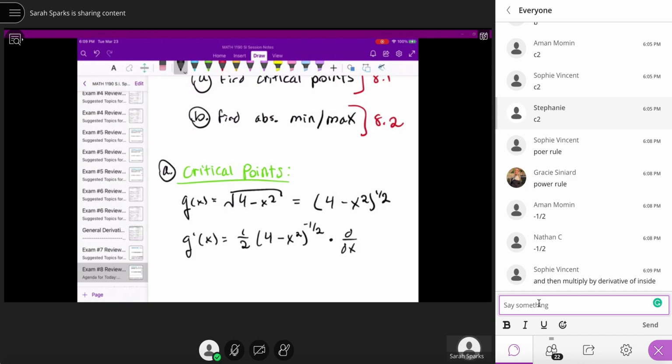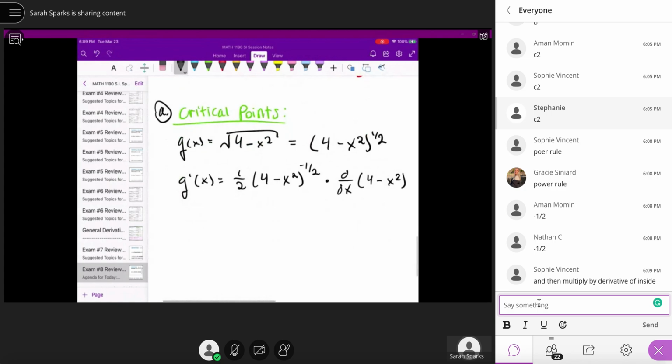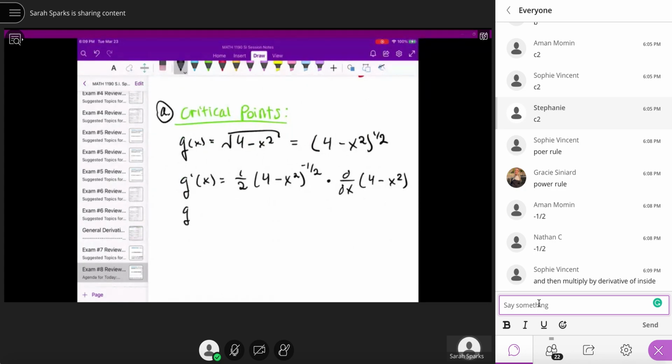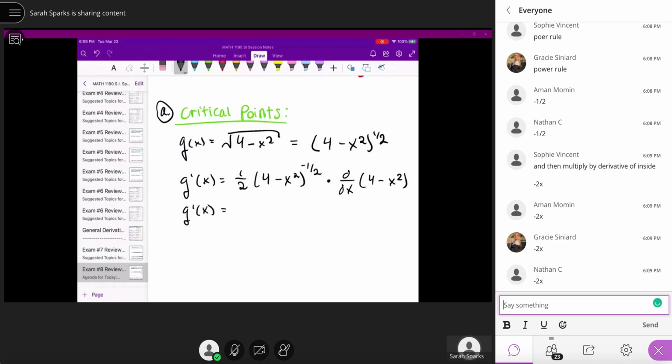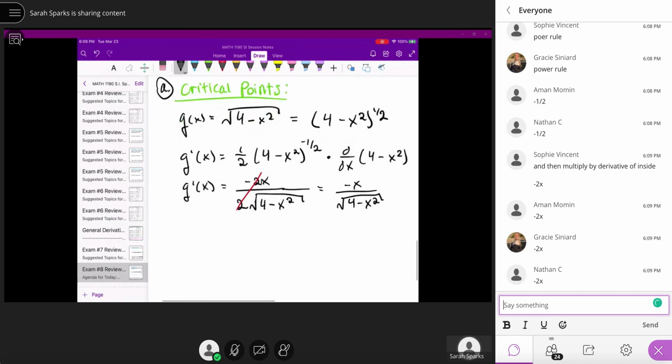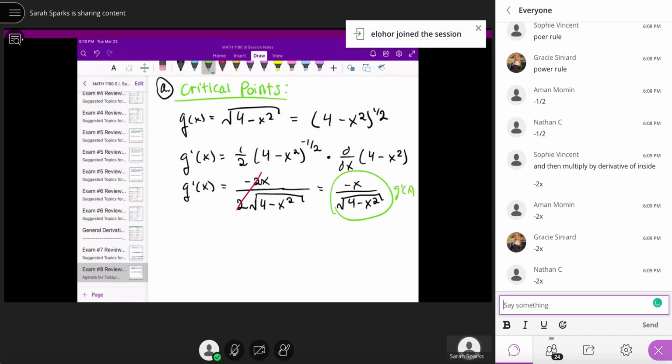Yeah, exactly, Sophie. We're going to multiply by the inside. So it's going to be d/dx of 4 minus x squared. Now we just have to take the derivative of 4 minus x squared. So what's the derivative of 4 minus x squared? Yeah, negative 2x. So we're going to have negative 2x, and we still have this 2 in the denominator, and I'm going to rewrite that negative 1/2 power as a square root and bring it down to the denominator, so we get 4 minus x squared in the denominator under that radical. We see that those 2's are going to cancel out, and so we get negative x over root 4 minus x squared. So this is our g prime of x. That's our step 1, to just find the derivative.